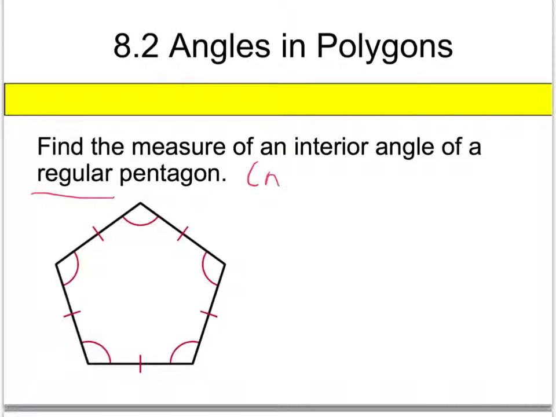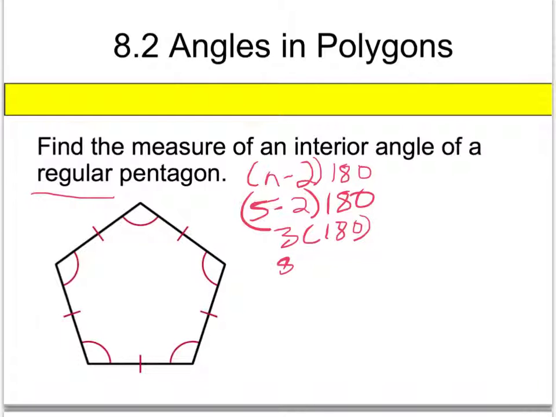We have to do n minus 2 times 180. Get used to that formula. You're going to need to know that and use that a lot. All right, so we know a pentagon has 5 sides. Plug 5 in there and solve. Once you solve, you will notice that it is going to be 540 degrees. The entire measure of this regular pentagon is 540 degrees.